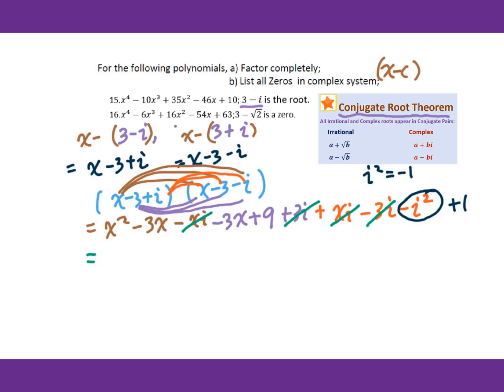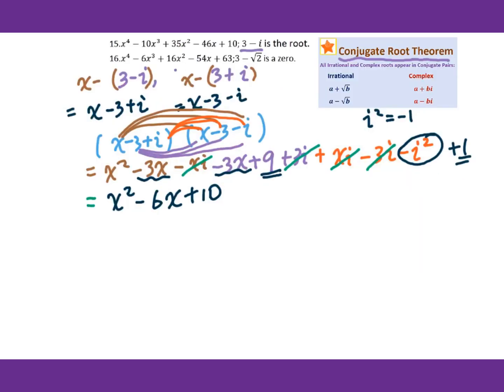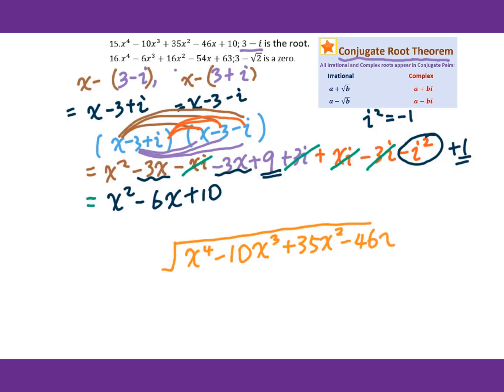Then we reorganize x squared. Combine like terms, that's minus 6x. Then we have this 9 plus 1, that's 10. After this, we use long division to divide x to the fourth power minus 10x third plus 35x squared minus 46x plus 10. Then you divide it by x squared minus 6x plus 10.